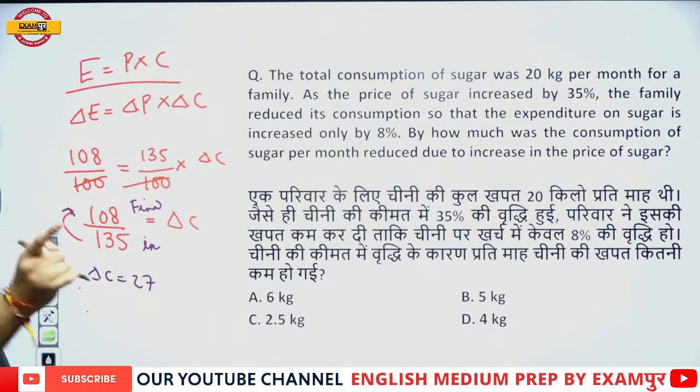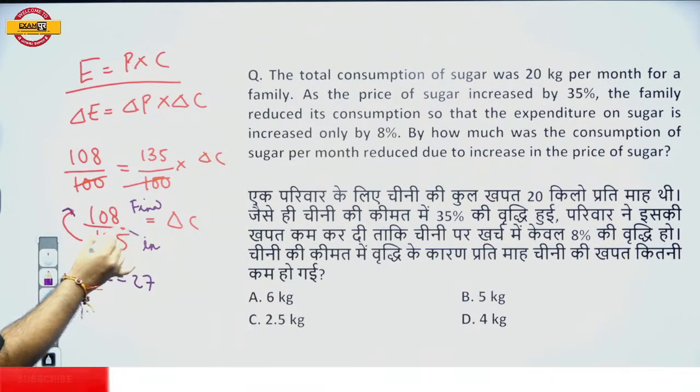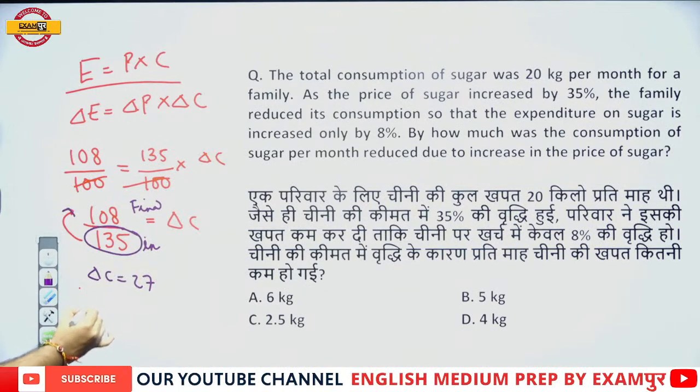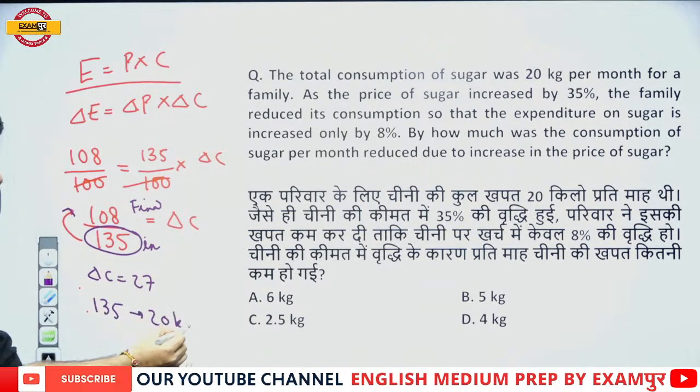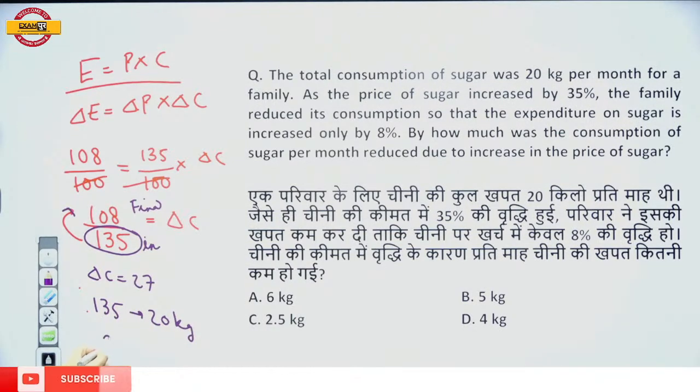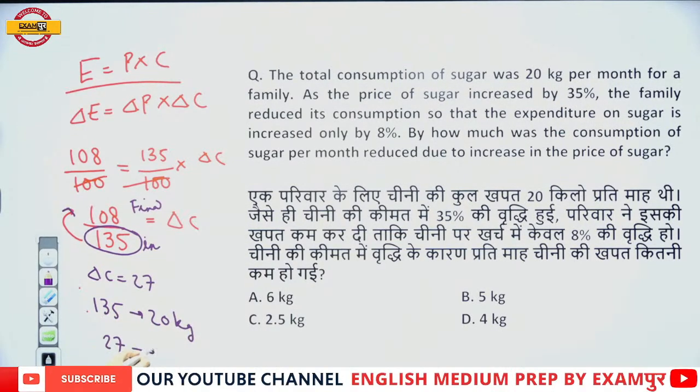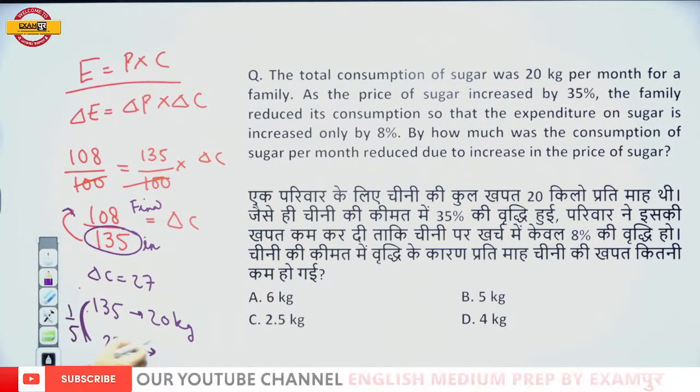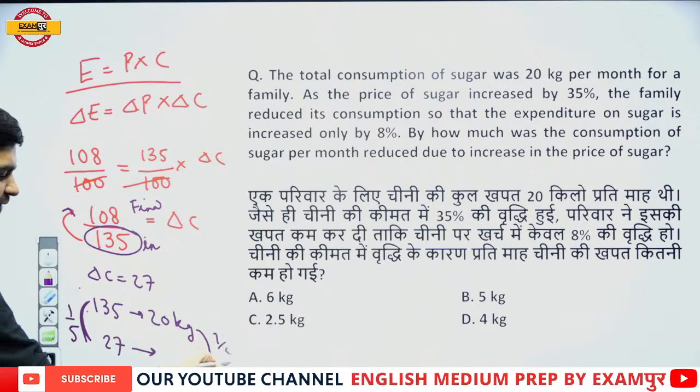What is the value known to you? The value known to you is the initial consumption. So 135 is given as 20 kg, and we are asking the value of 27. This is 1 by 5, so this is also going to be 1 by 5 of it. 4 kg is the answer.